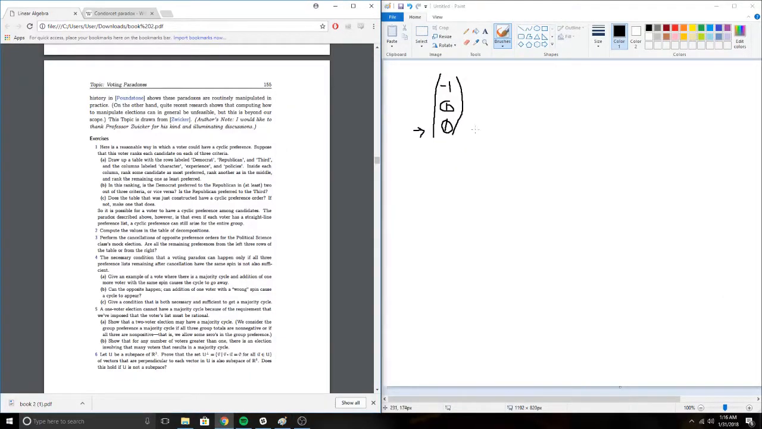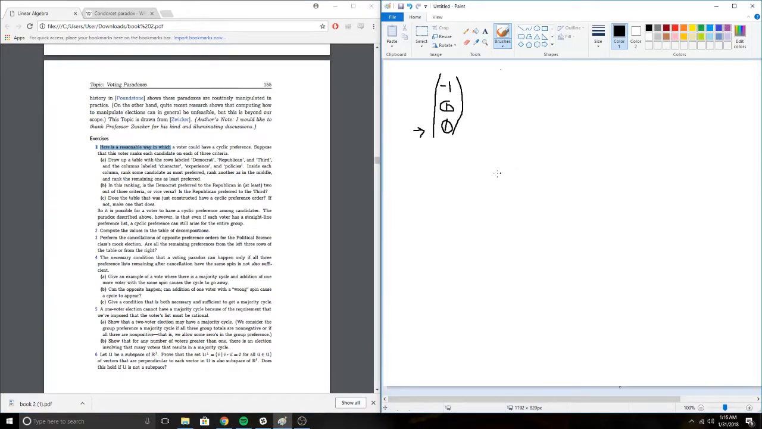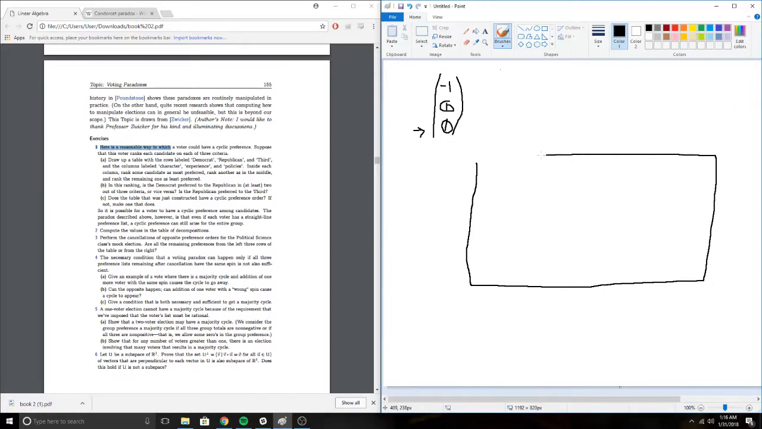Okay, so let's do some example problems. Let's start with number 1. Here's a reasonable way in which a voter could have a cyclic preference. Suppose that this voter ranks each candidate on each of the 3 criteria. They want character, experience, policies. Alright, so let's create our table. So we have, sorry for my handwriting, I have a mouse, not a pen.